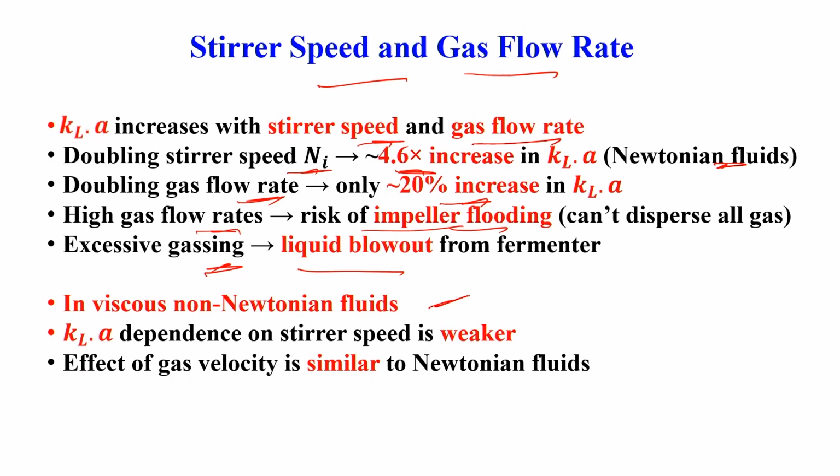However, in the case of a non-Newtonian fluid, the KLa dependence on the stirrer speed is weaker, and the effect of gas velocity is similar to the Newtonian fluid. So, when we are discussing stirrer speed and gas flow rate, it depends on the fluid characteristics, whether your media is behaving like a Newtonian or non-Newtonian fluid.